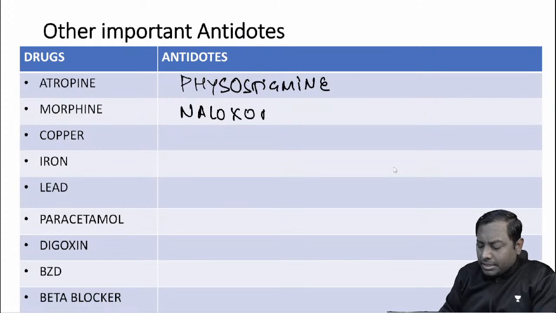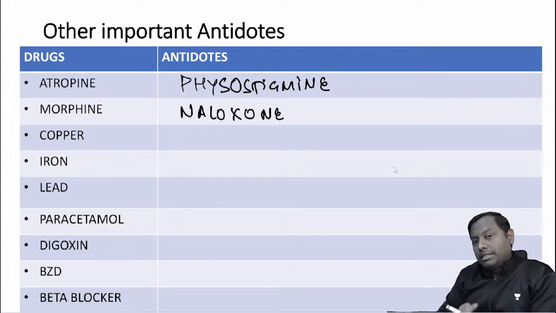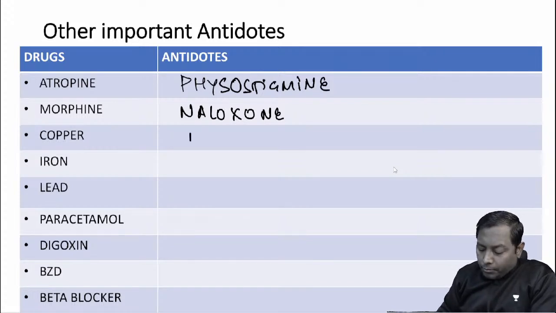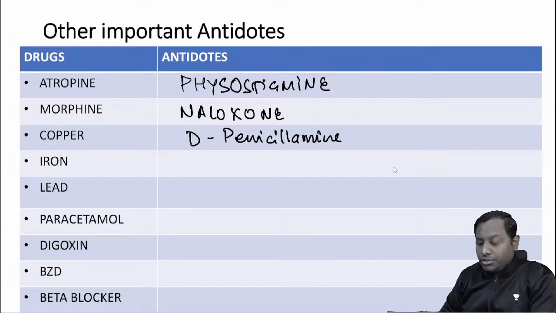This table we have been discussing from many examinations, and luckily in 2022 examination we got 5 questions in NEET PG just from this important table. For copper poisoning we will be using D-penicillamine. Do remember D-penicillamine is also the drug that can be used in Wilson disease for chelating the copper. Iron poisoning we will be using desferrioxamine.